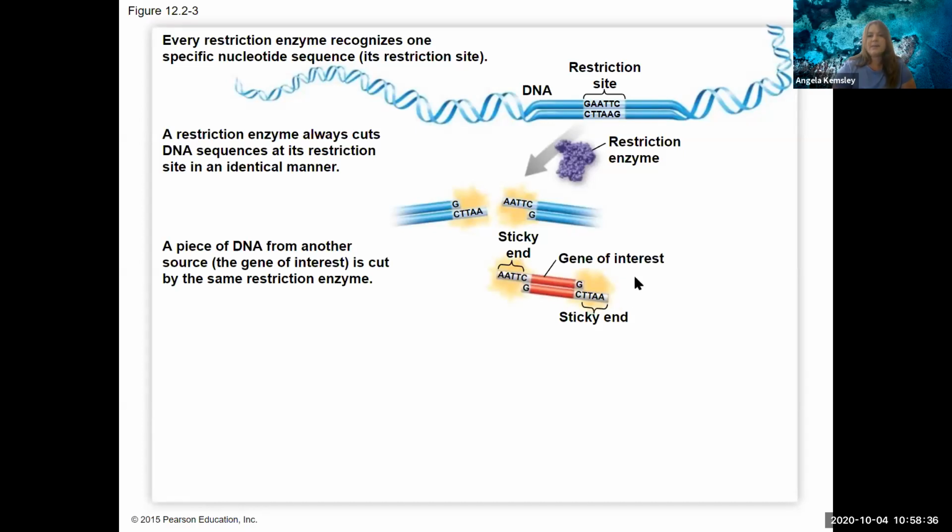So then a piece of DNA from another source is cut by the same restriction enzyme. And this is important because we want to be able to glue the pieces back together and they have to be able to fit.